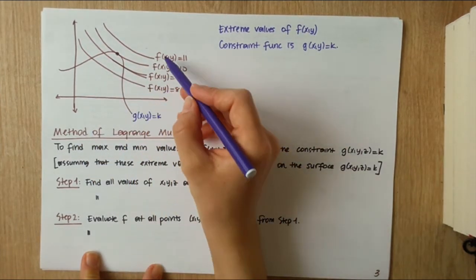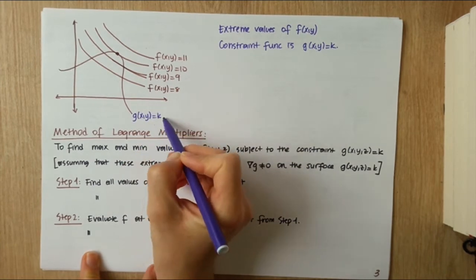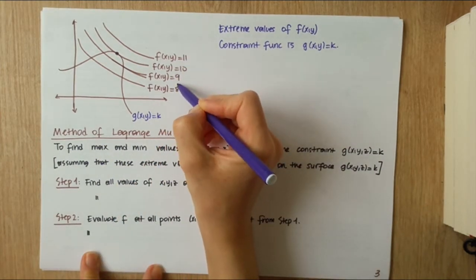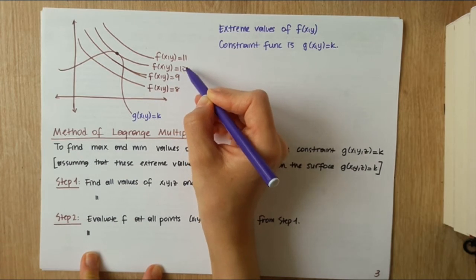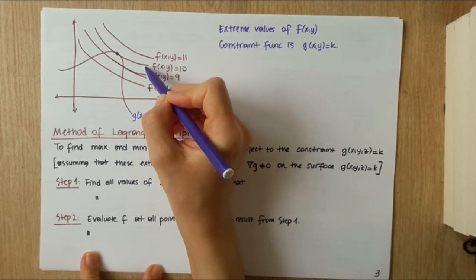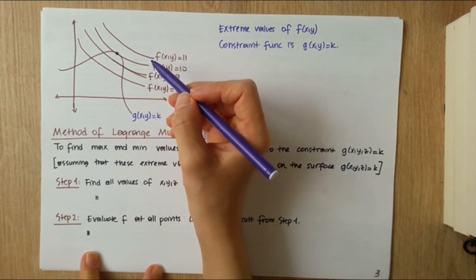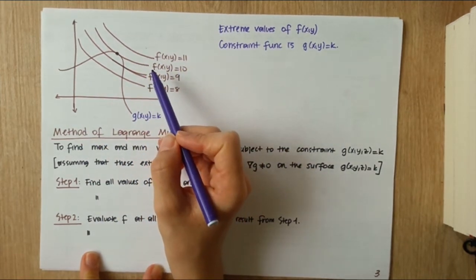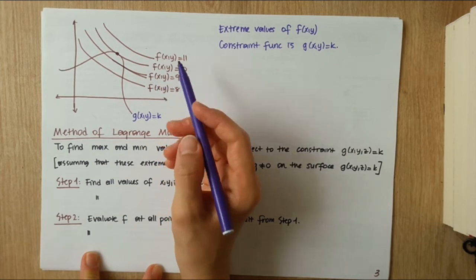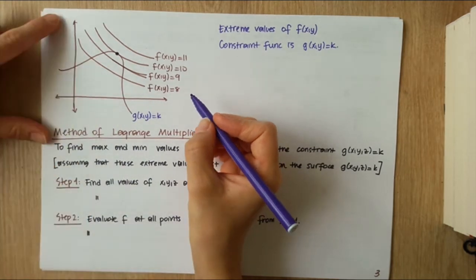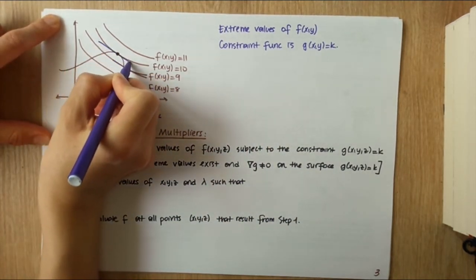To maximize f subject to that constraint is to find the largest value of c such that the level curve f of x, y equals c intersects g of x, y equals k. It appears from the figure that this happens when these curves just touch each other. In other words, they have a common tangent line here.